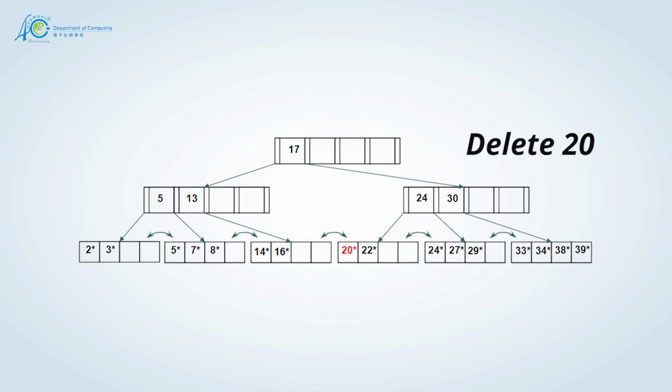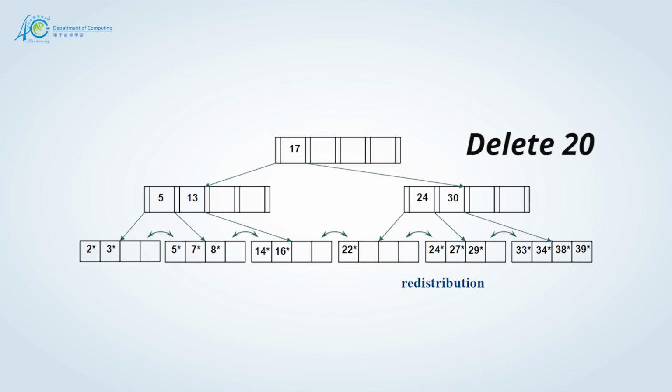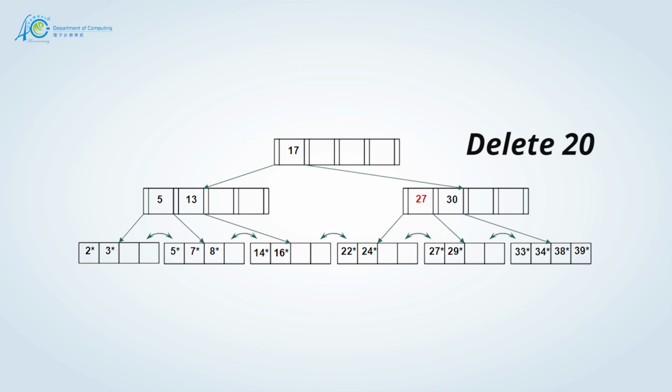After that, if we want to delete 20 in this leaf also, you can see that we should do the redistribution, because when we delete 20, it cannot fulfill the requirement of at least half full of the leaf. So we should copy 24 into the leaf. You can see that, and the 27 will go to our parent node. And then you can see that after we do this operation, we can fulfill the requirement.